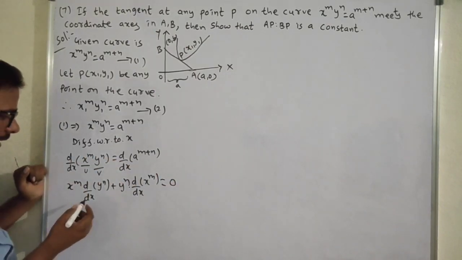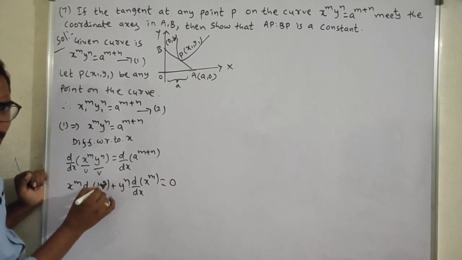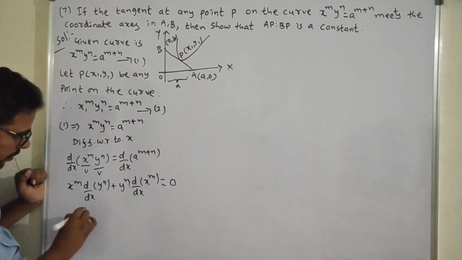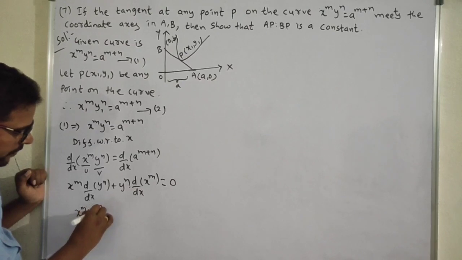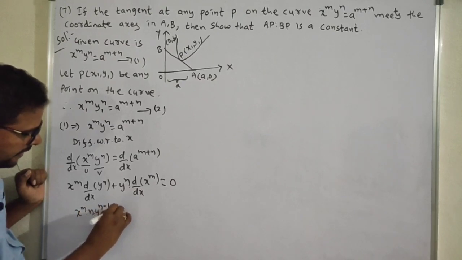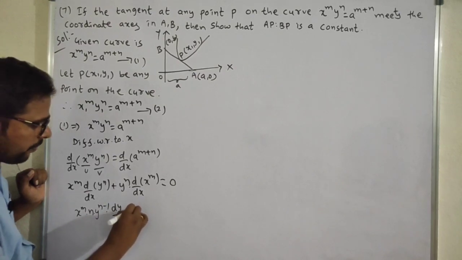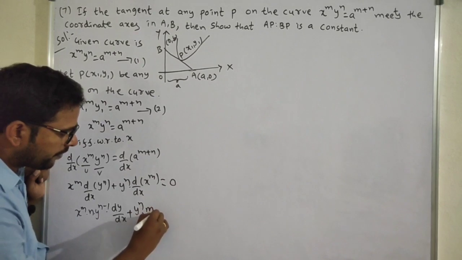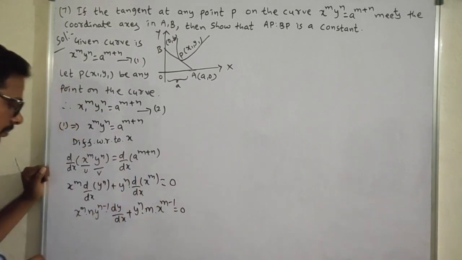Now apply the formula for d by dx of y power n. It is in the form of the x power n formula. So what is the formula? x power m into n into y power n minus 1 into dy by dx, plus y power n into, applying the x power n formula, m into x power m minus 1, is equal to 0.